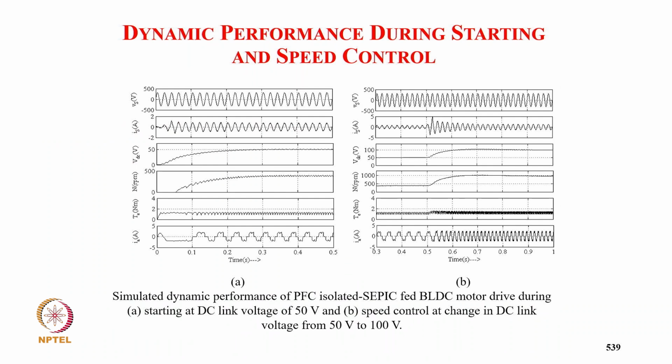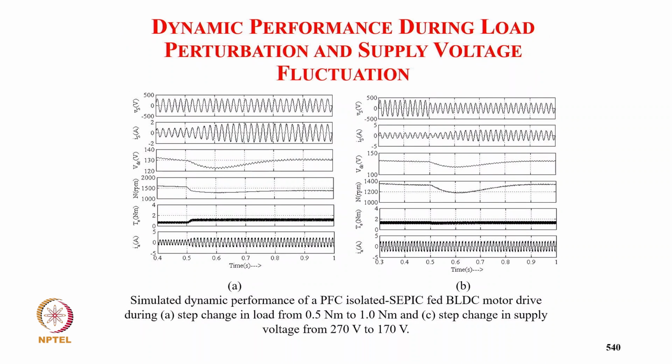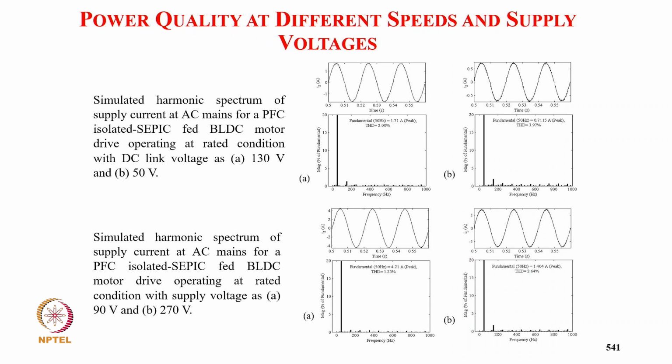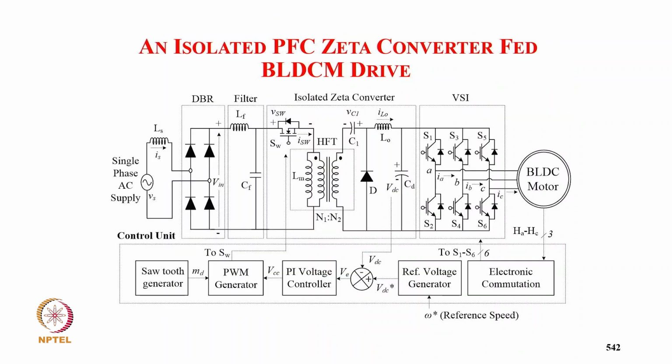And this is the starting performance at 50 volt. Supply current remains in phase with the supply voltage and remains sinusoidal, with DC link voltage control. Then the load change from 0.5 Newton meter to 1 Newton meter, and supply voltage change from 270 to 170 volt, and the total harmonic distortion of supply remains well below 3.97% in all cases. It goes as low as 1.25.